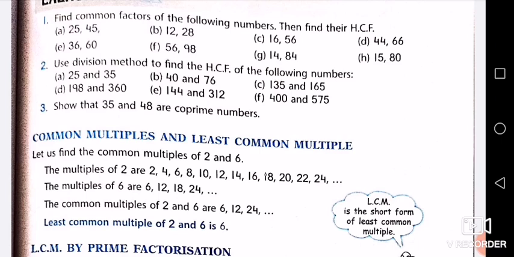Among all these factors, you are supposed to write the common factors of 36 and 60. After writing the common factors, you will write: therefore, HCF of 36 and 60 is whatever HCF you get. So like this you will do the E part. I will not do the E part in the video; you will do it yourself. Now come to the F part. Let's do the F part.